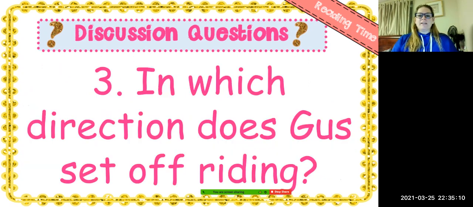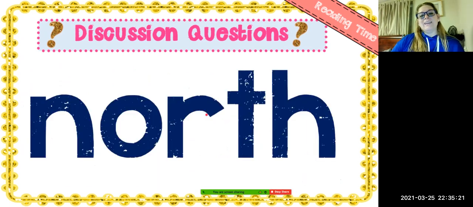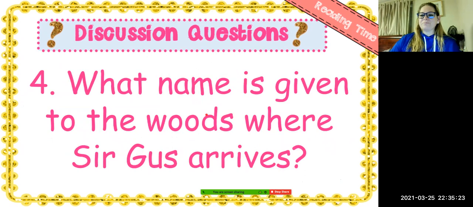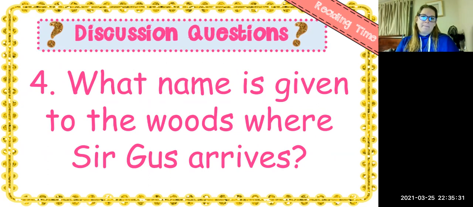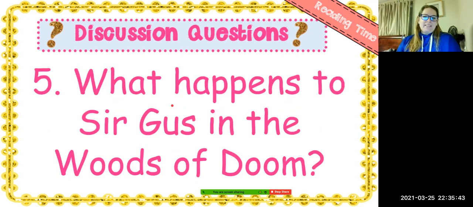So, in which direction does Sir Gus set off riding? Because we know that he's not going to go the right direction because he doesn't see the sunset, so he doesn't know which way is east. So instead, he went north. What name is given to the woods where Sir Gus arrives? What was the name of the woods? The Woods of Doom. Doesn't even sound pleasant, does it? No. So, what happens to Sir Gus in the Woods of Doom?